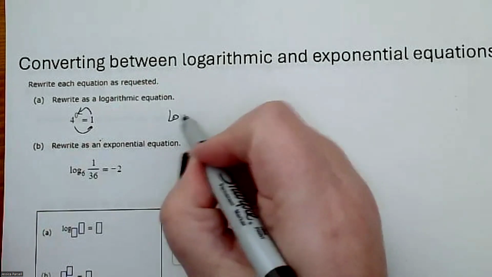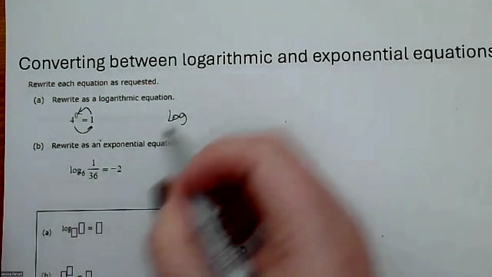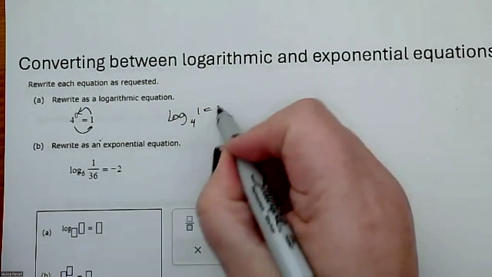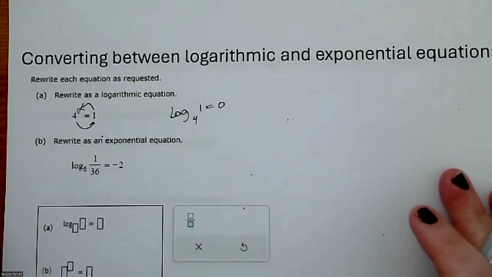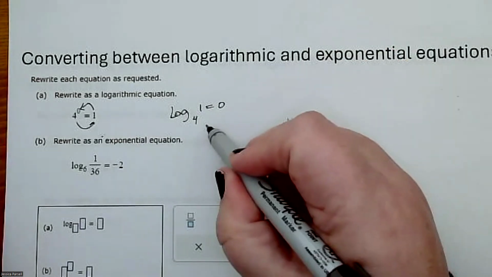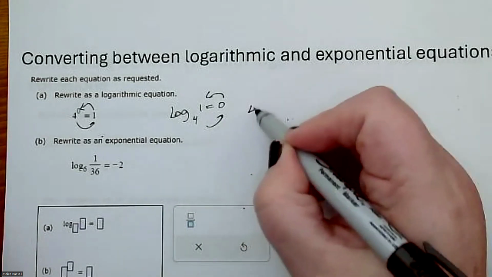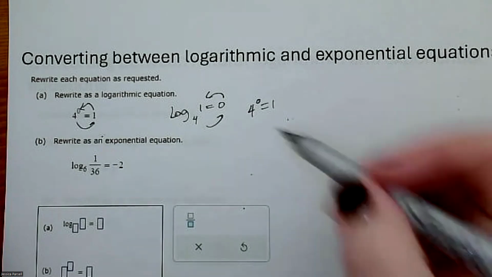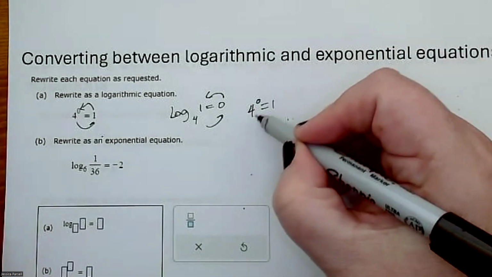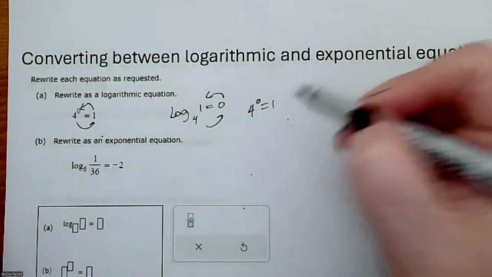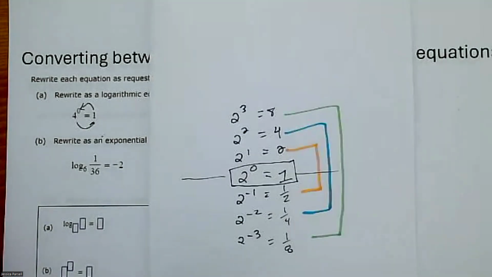Write the word log. So log base 4 of the number 1 equals 0. And you'll know you're right if you can come back out of log form and into exponential form. So if you could come back out of it, 4 to the 0 equals 1, then you know you're right. All right, and we know that any non-zero number, if you raise it to the 0 power, is equal to 1. And we looked at that very early on in the video here.